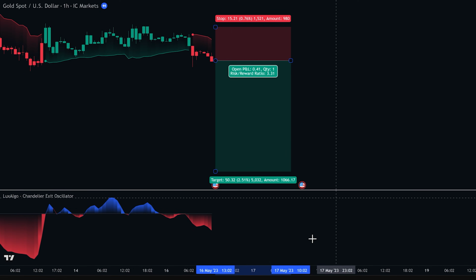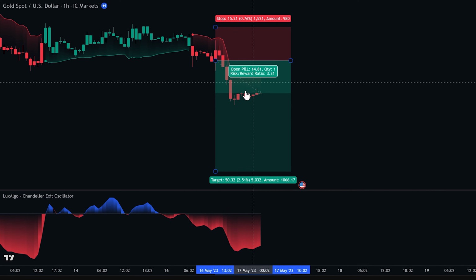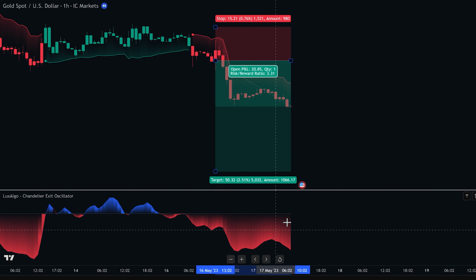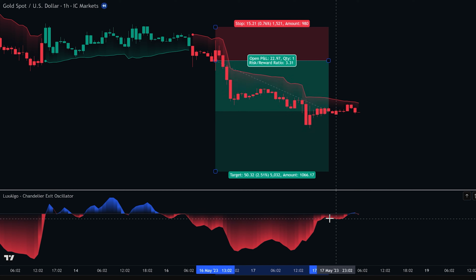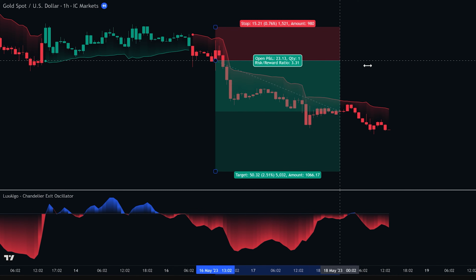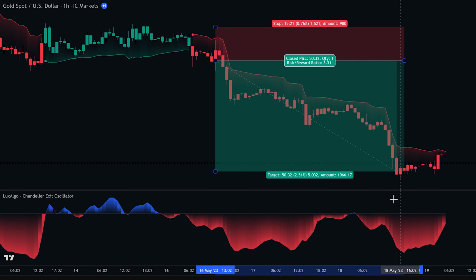When the oscillator bars are red and below zero, it means sellers are in control. As long as that signal stays, you can confidently hold your short trade. This way, you avoid second-guessing yourself. The oscillator is basically a trend health meter. As long as the reading stays on your side, you know the move is still alive.